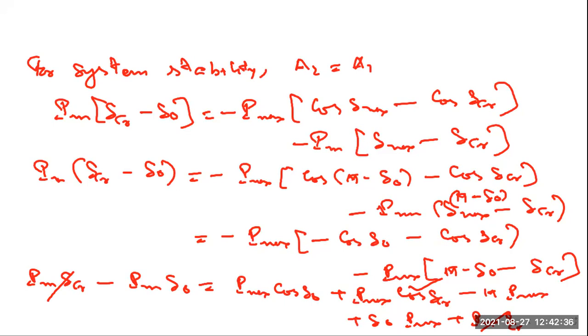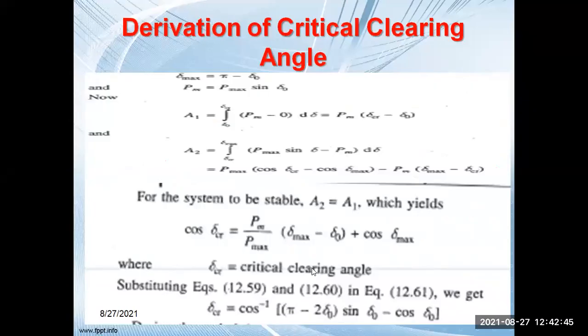So finally, this cos delta CR value will come as PM by P max into delta max minus delta 0 plus cos of delta max, where delta CR is the critical clearing angle.